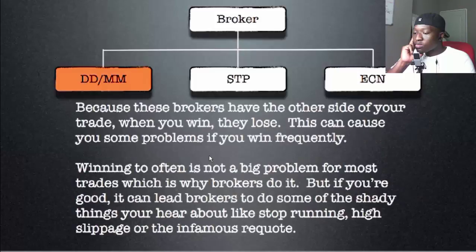Now, because the brokers have the other side of your trade, when you win, they lose. And this can cause some problems if you win frequently. Since winning often is not a big problem for most traders, which is why brokers do it. But if you're good, it can lead brokers to do some of the shady things you hear about, like stop running, high slippage, and the infamous requote.